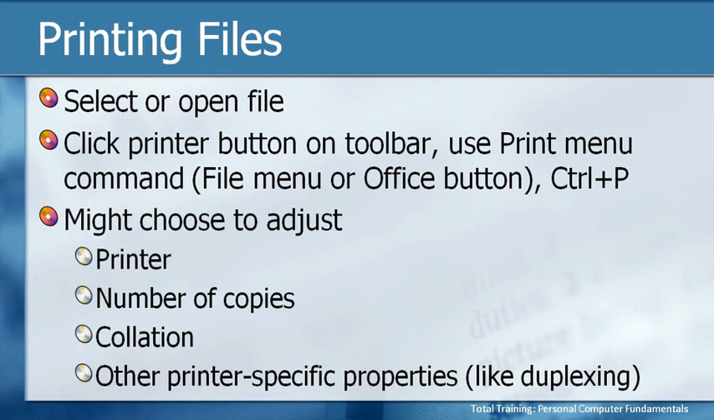Once you do one of those things, you're going to see the Print dialog box. From the Print dialog box, you might choose to adjust the actual printer you're printing to. For example, in an office, you may have 2 or 3 printers from which you can choose. You can set the number of copies. If you're printing multiple copies of a multi-page document, you can choose whether you want those to be collated.